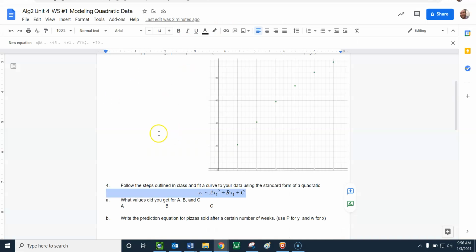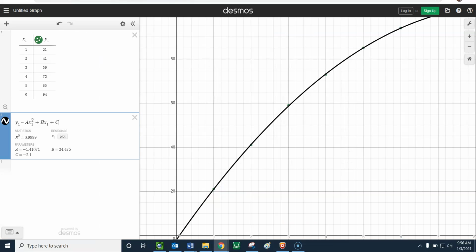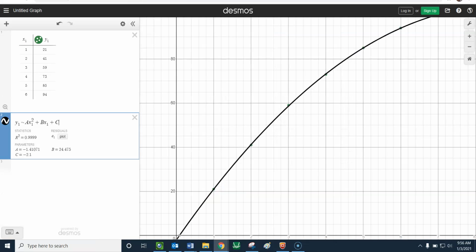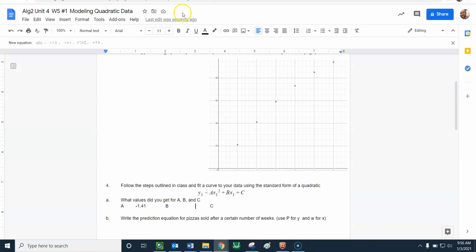Go back to this. Follow the steps outlined in class and fit your curve. We did. What values did you get for A, B, and C? Oh, we just had those. I should have been looking. A, negative 1.41. For B, what did we get? 24.475. And for C, what did we get?